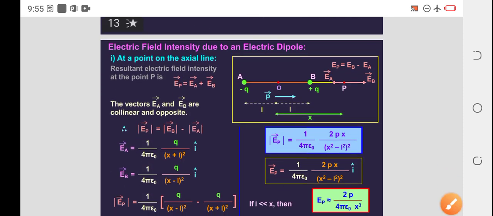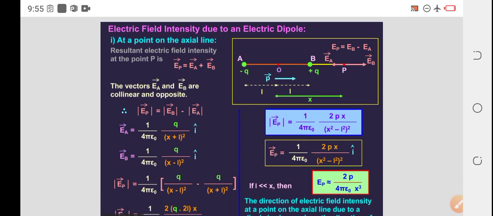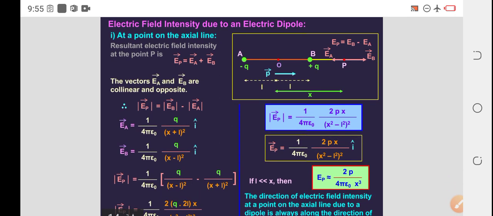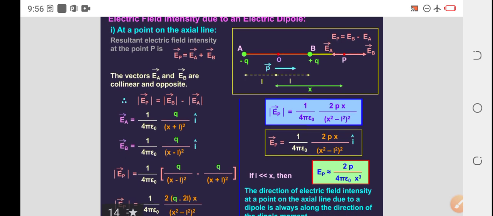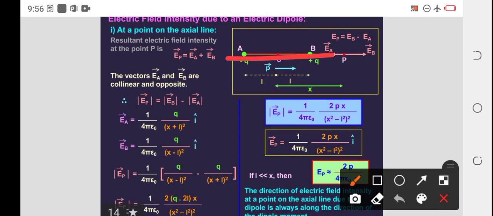Electric field intensity due to an electric dipole. Let's see here, the electric dipole we need to consider in two ways: one is the axial line and one is the equatorial line. This will be called the axial line and this will be called the equatorial line.